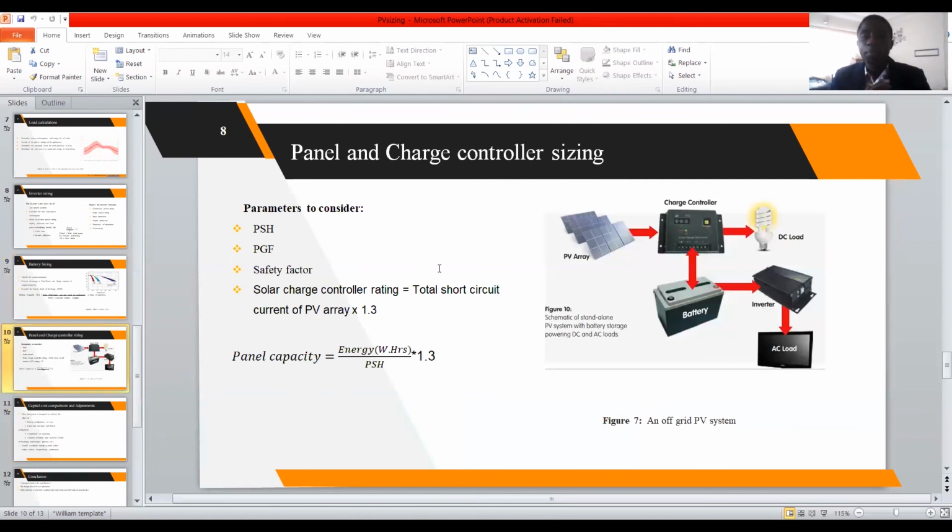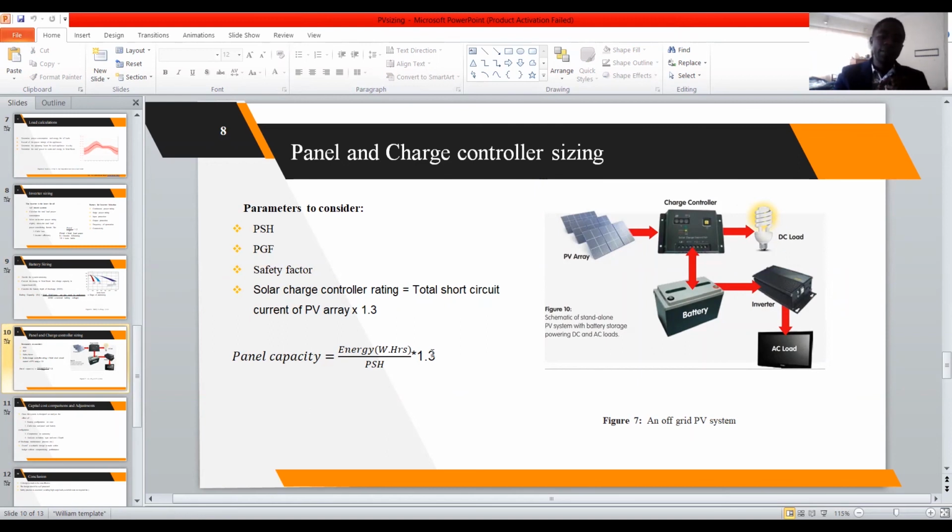You consider the peak sunshine hours and the panel generating factor. To find the total capacity that you need from the panel, you want to multiply the energy that you initially calculated by a factor, a safety factor. In this case, I'm using 30%. Then I'm dividing that by the peak sunshine hours, which depend on the location. For Zambia, it's within 5 to 6. So if you divide that, you know how much energy your panel needs to provide.